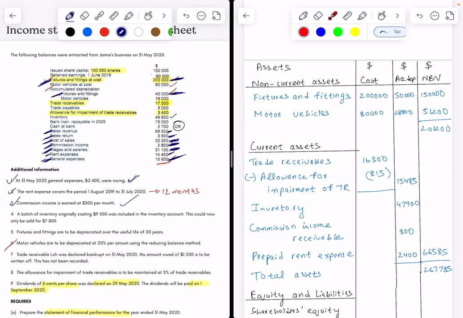So let's just highlight all these non-current assets which we have already utilized from the list. So that way we know we have not left out any important information, okay? All right.